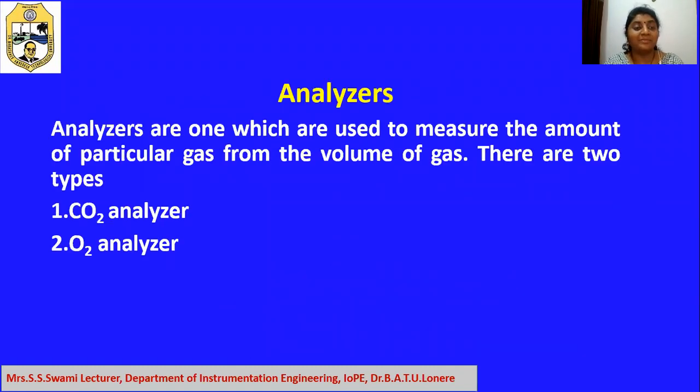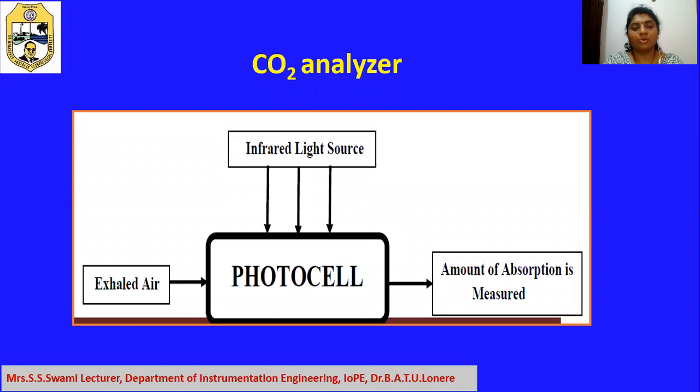Analyzers. What do we mean by analyzers first? Analyzers are used to measure the amount of a particular gas from the volume of gas. There are two types, that is CO2 analyzer and O2 analyzer. This is the CO2 analyzer.